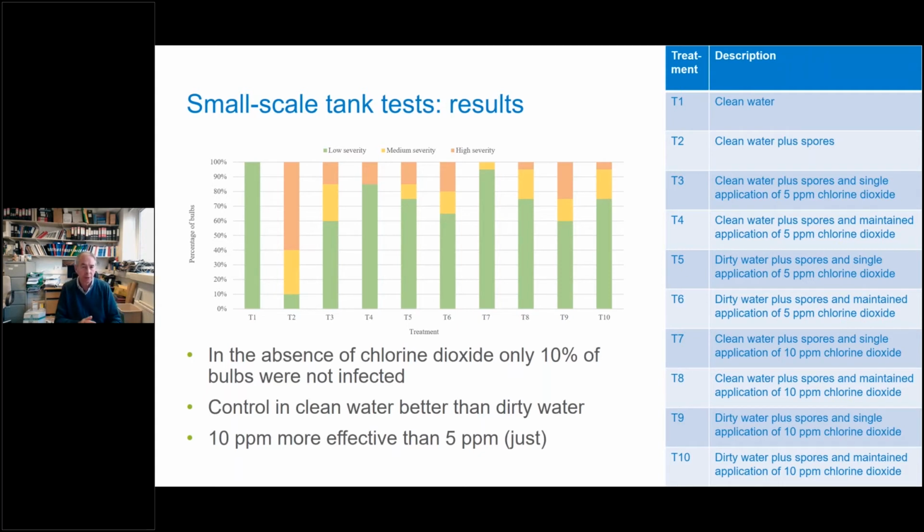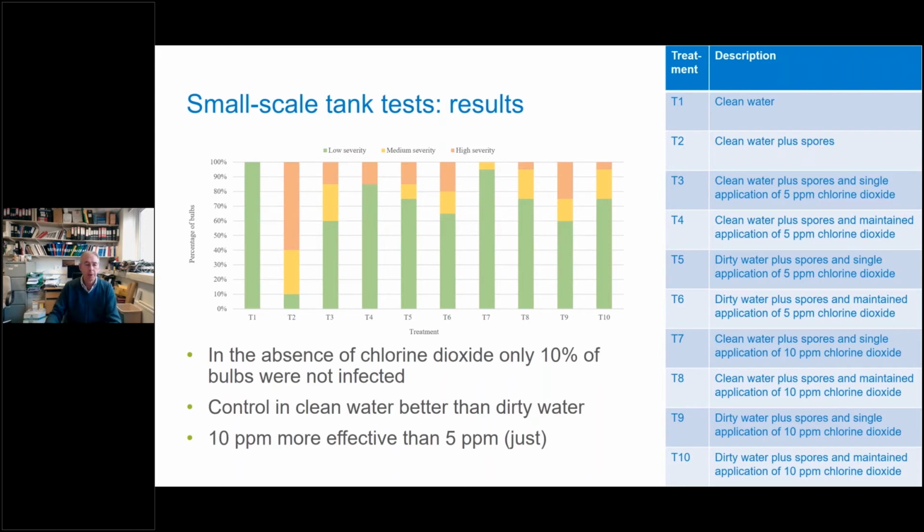T2 is the other extreme. So T2 is water plus spores, but no chlorine dioxide, which shows that 90% of the bulbs became infected. And this confirms the strength of the treatment of the spores that are in the water, and demonstrates that with no control, pretty much all of your bulbs would have become infected.